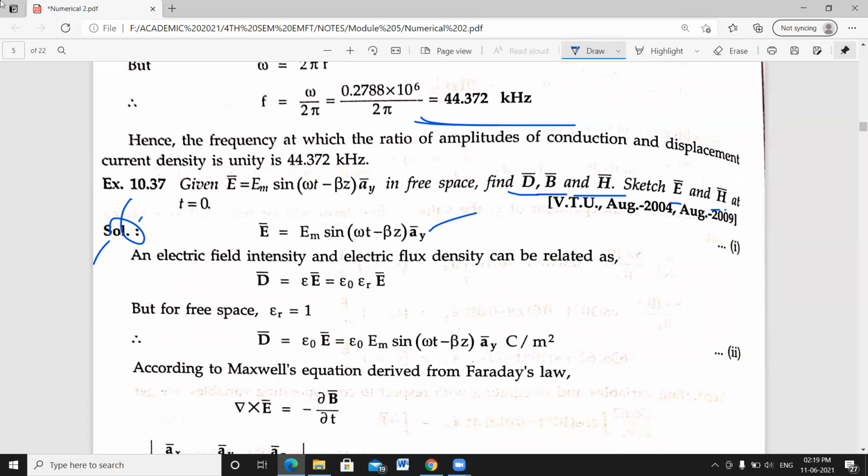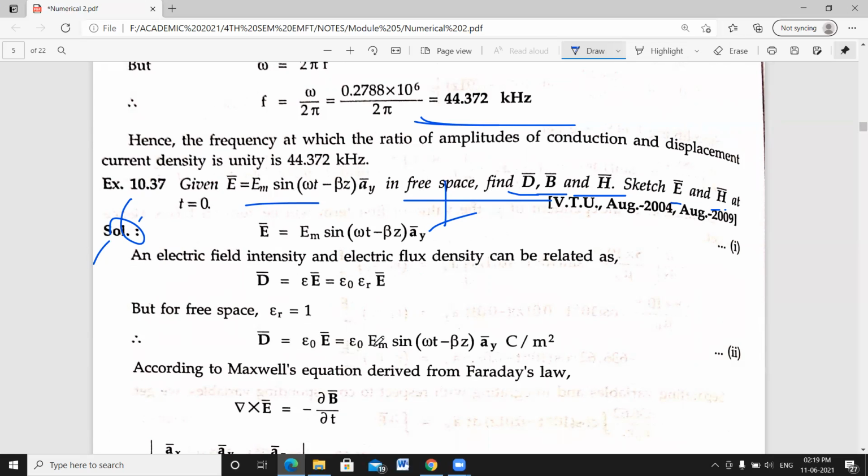Then electric field intensity and electric flux density can be related as, we know this, D is epsilon times E, that is epsilon naught into epsilon R. For free space, here it is given as free space only. Therefore, epsilon R is going to be 1. Therefore, D is epsilon naught times E. What is our E? It is given here.